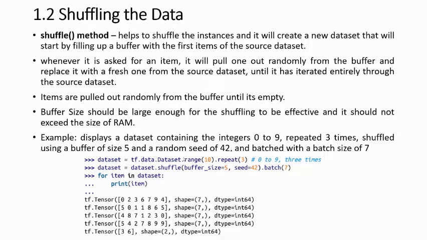Whenever the user is looking for items from the source data set, the items from the buffer will be returned instead of the source data set, and the item which is returned from the buffer will be filled up with the next item from the source data set. This continues until all the items from the source data set are completed, or until the buffer is empty.